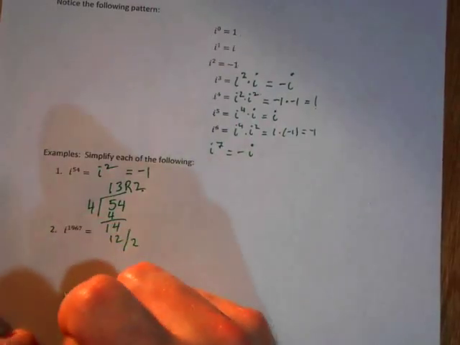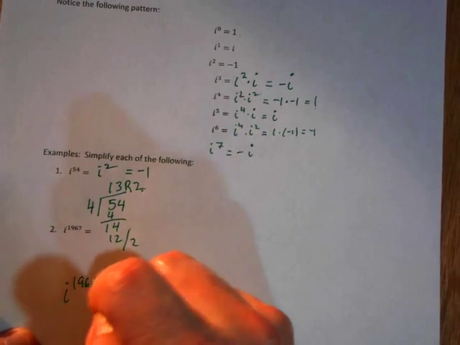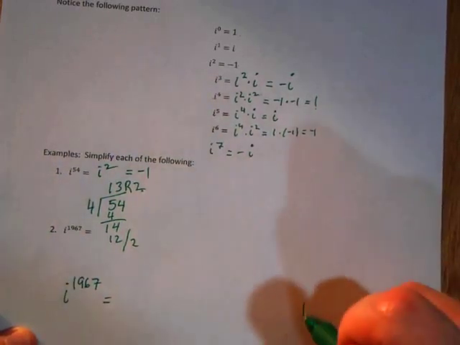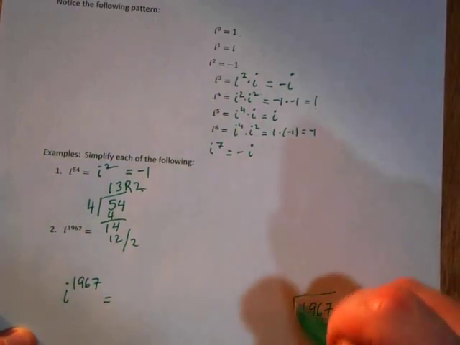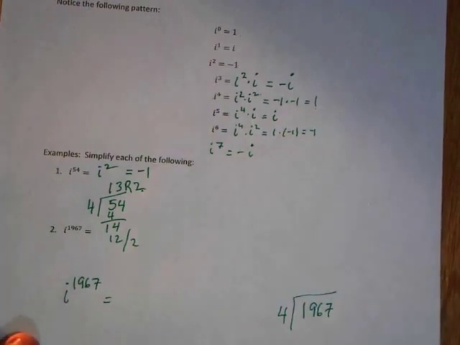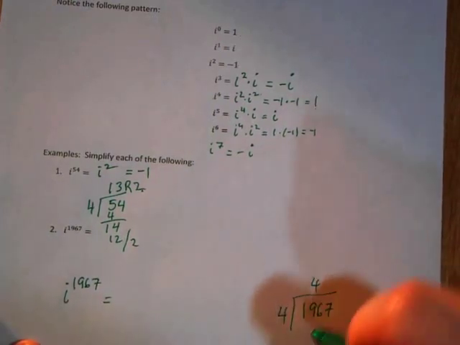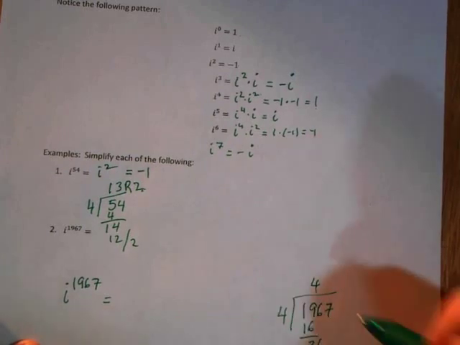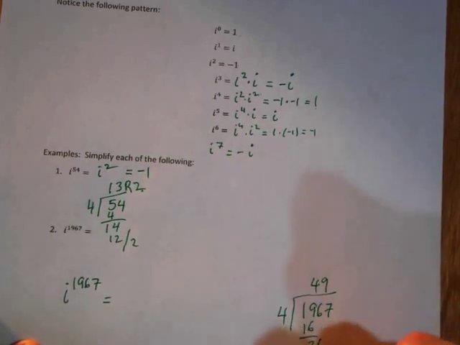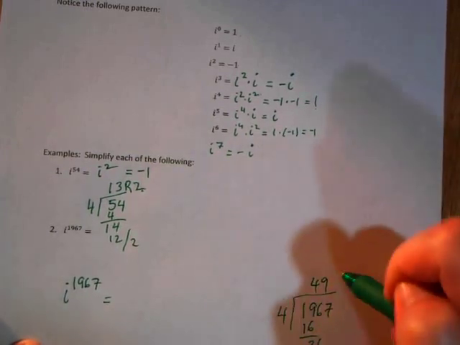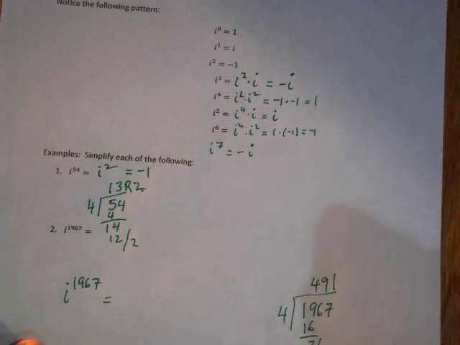I didn't leave spacing very well here. I'll do this down here. i to the 1967, you take 1967 and you divide it by 4. That's going to be 4, 16, 36. 9 is 36. Bring down the 7. 1. Remainder 3.